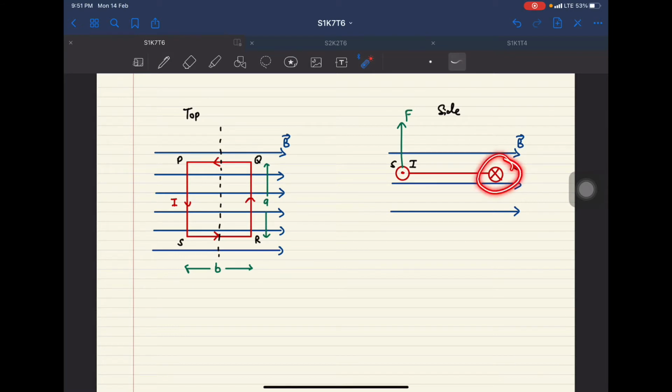And over here you have a force that should be going downwards, but let me show it one more time. The direction of the thumb is going into the page, following the direction of current, and your four fingers follow the direction of the magnetic field. Your palm will be in that direction, so the force is downwards.